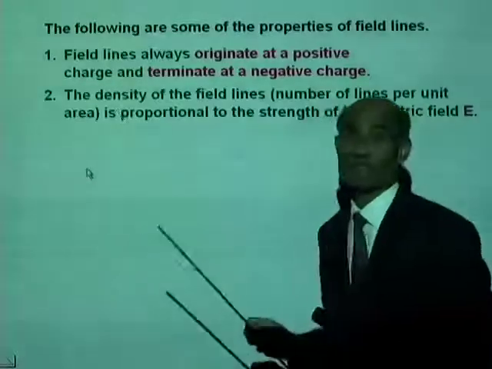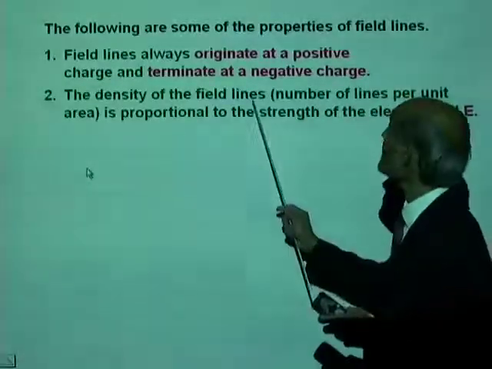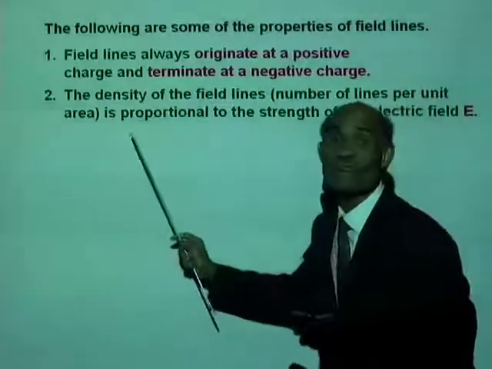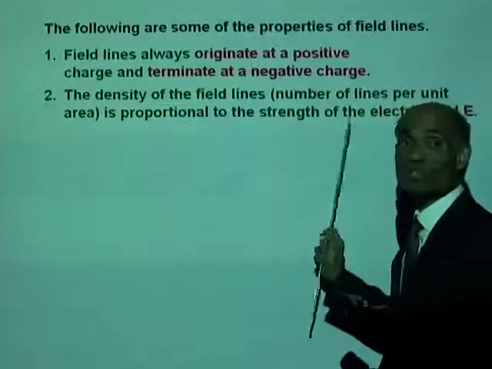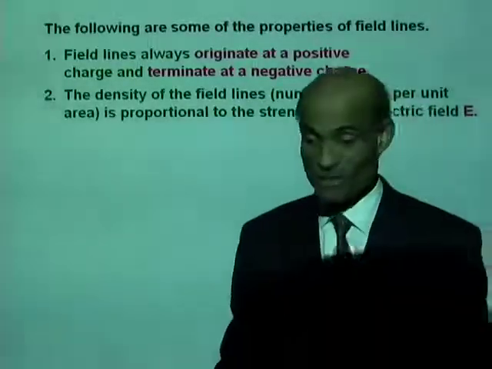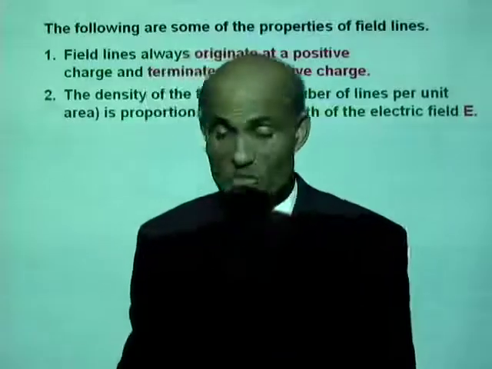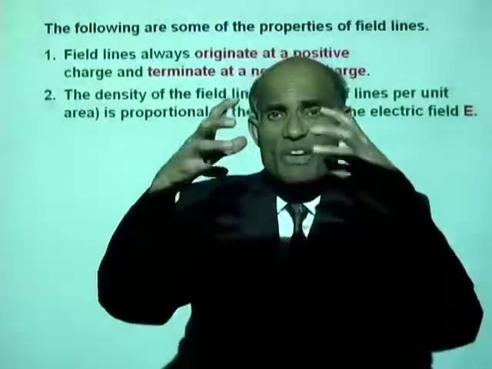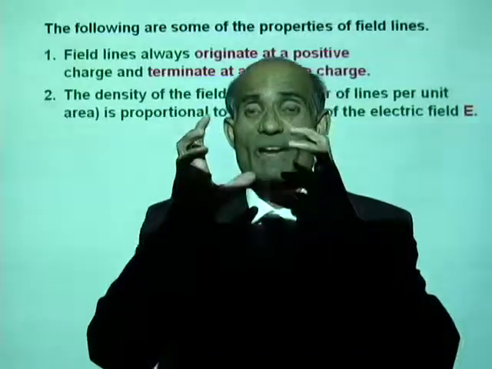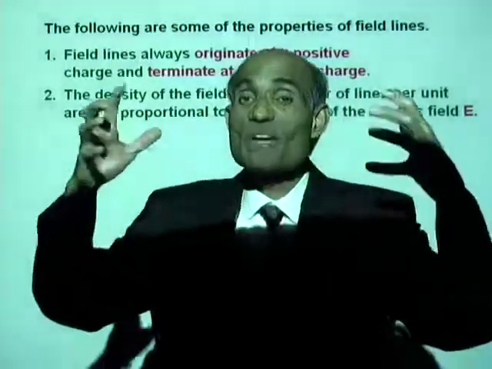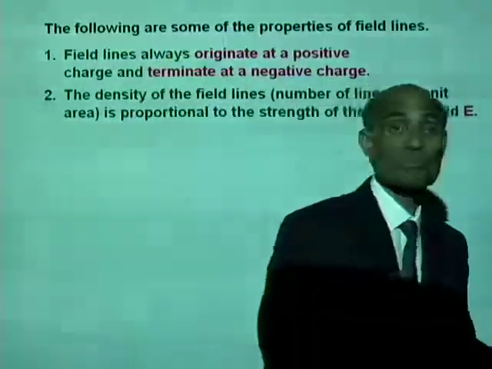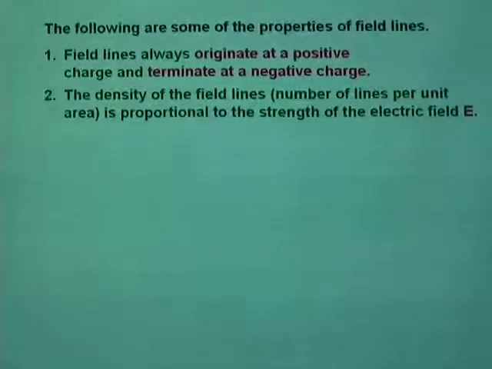Second property, the density of the field lines, that is the number of lines per unit area, is proportional to the strength of the electric field. In other words, what it tells you is, if the field is very strong, the field lines will be very crowded there. Whereas if the field is very weak, the field lines will be widely separated. Let me show that here.